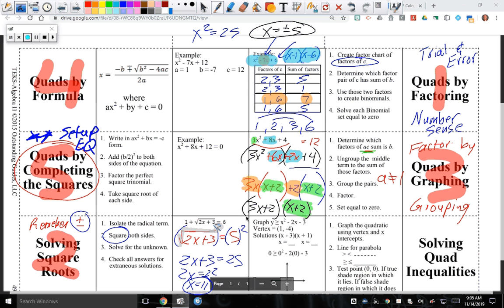So those are your 2 factors. And yes, we would set all of these equal to 0 and solve for x. Okay? Let's do the quadratic formula.